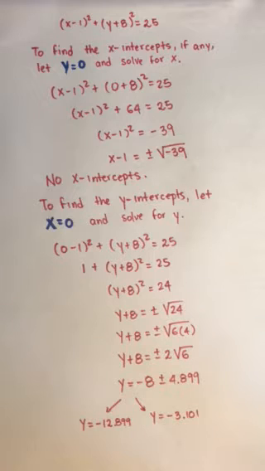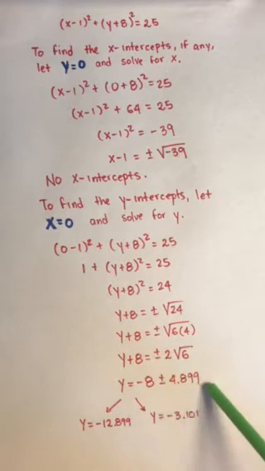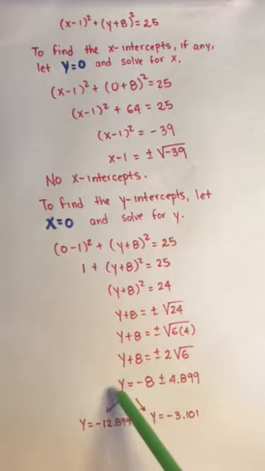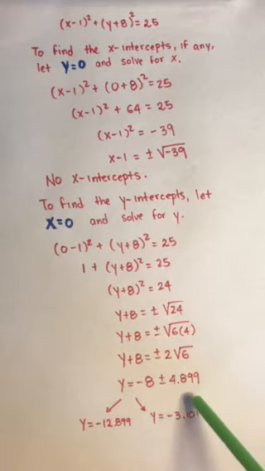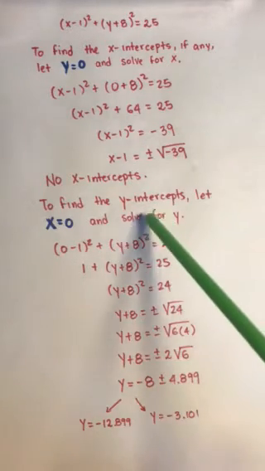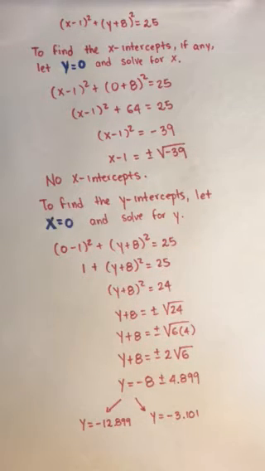If you take your calculator, you can find that 2 times the square root of 6 is approximately 4.899. So it will be negative 8 plus 4.899, you get negative 3.101. And negative 8 minus 4.899, you get negative 12.899. So now we found both intercepts with the y-axis.